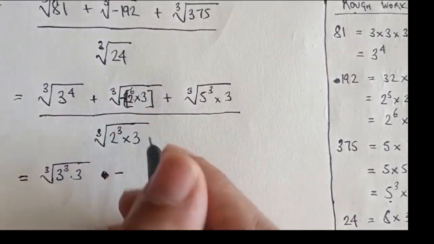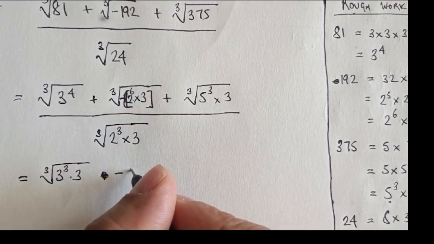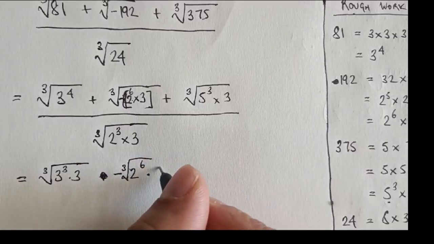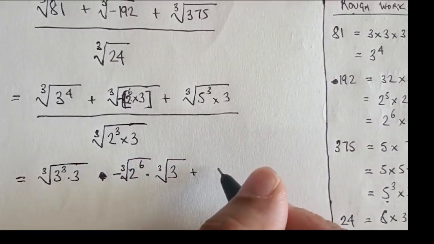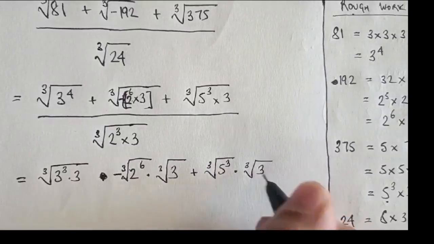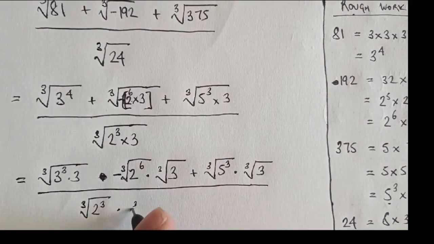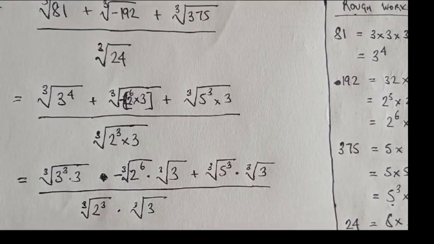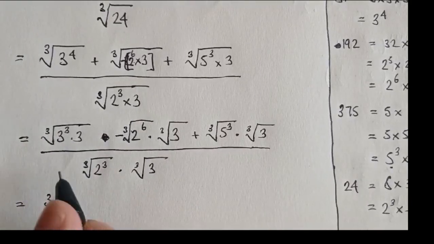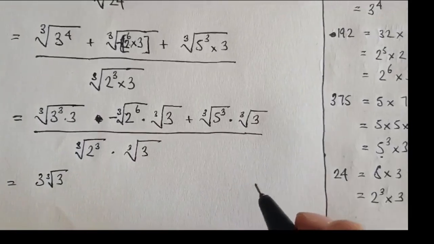So cube root of 2 to the power of 6 is 2 squared, right? 2 to the power of 6 by 3. So let us again do it in a bit of a long form just for everyone's understanding. 3 plus cube root of 5 cube into cube root of 3 divided by cube root of 2 cube into cube root of 3. Now what we can see here clearly is that cube root of 3 cube is nothing but 3, whereas the other 3 we just put the cube root here.